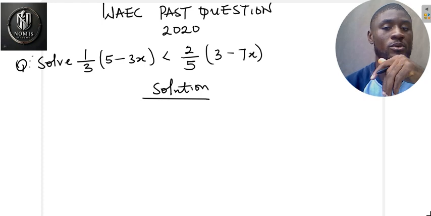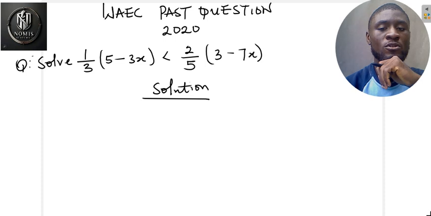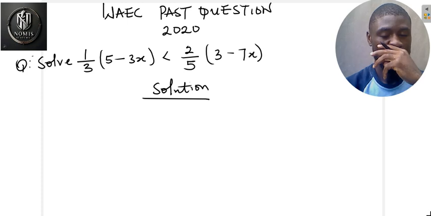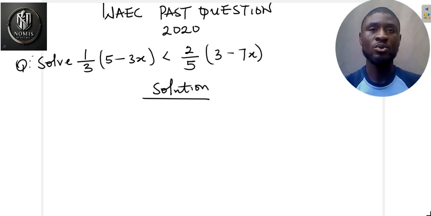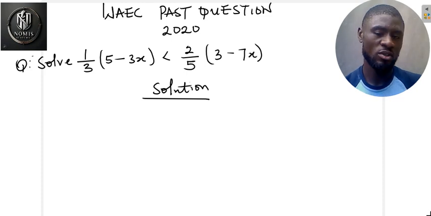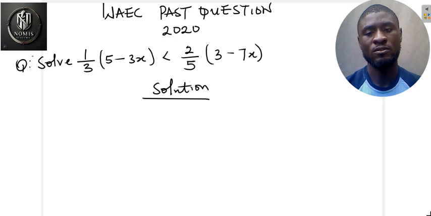In this video, we will be solving this past question, WAEC past question 2020. Solve 1 over 3 (5 minus 3x) less than 2 over 5 (3 minus 7x). Now, if you look at this question critically, you will see that it is a question under the topic inequalities. Therefore, the rules and regulations of inequalities must be followed to solve this question. So let's get into the solution of this question.